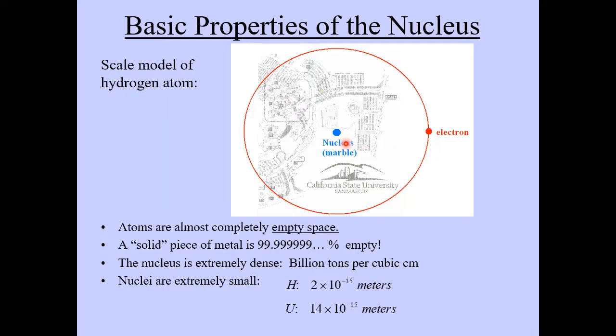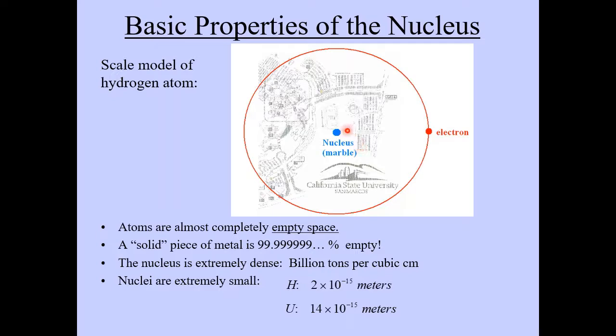However, if we wanted to make this to scale, let's say we chose for our nucleus a marble, that's our proton, a marble, and we set it in the middle of campus at Cal State San Marcos. Well, the electron would actually be so far away from that marble, it would be off campus, orbiting way out here. This is our campus map in the background there. So what this tells us is that atoms are almost completely empty space.